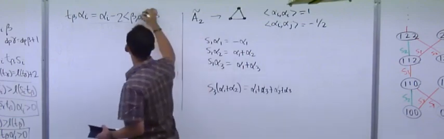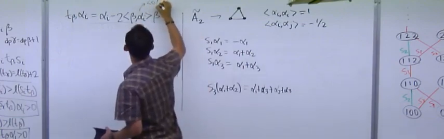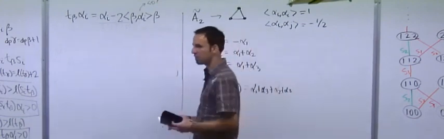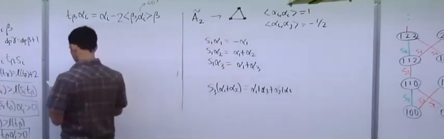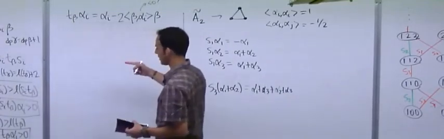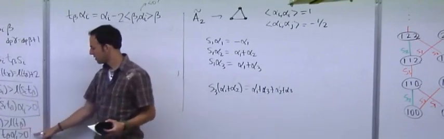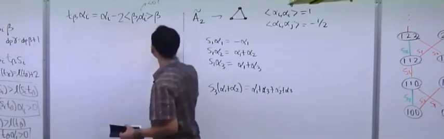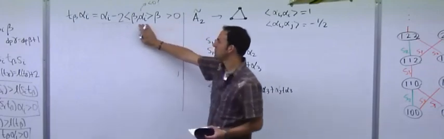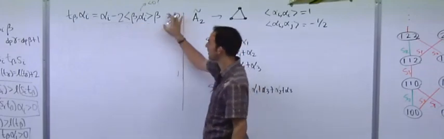So I want to show that this is negative. Let me show it by contradiction. Let me first show it can't be 0, and then show that it can't be positive. A thing that's important is that t_beta alpha_i is positive. That's good news, because that means that this is probably negative. This whole thing is positive.